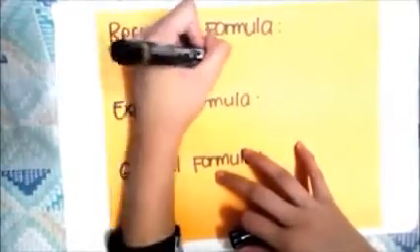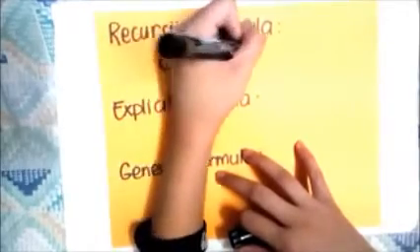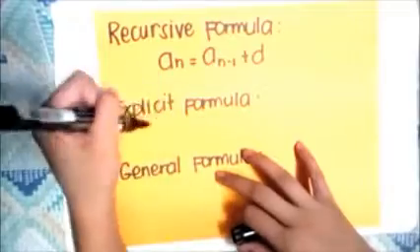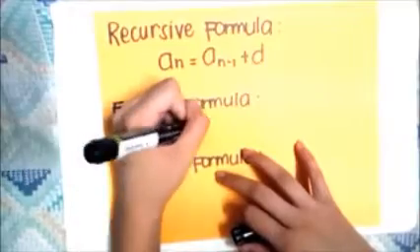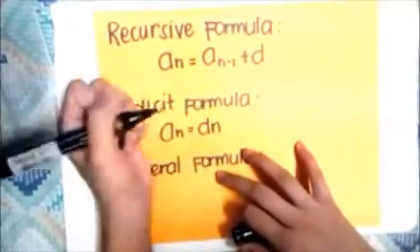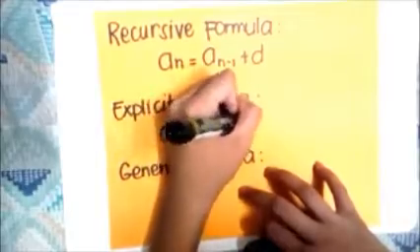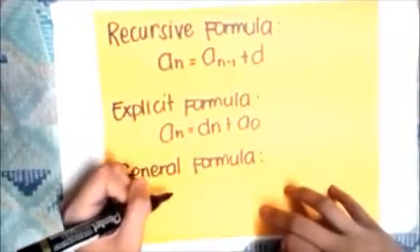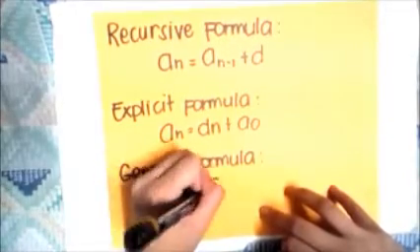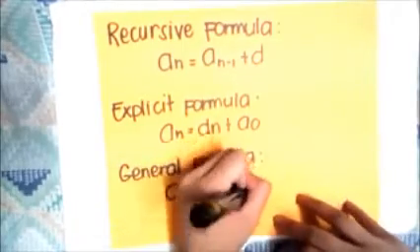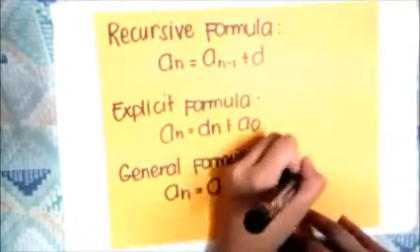And to have a sort of review of our discussion, we have the recursive formula, which is a sub n is equal to a sub n minus 1 plus the common difference. While the explicit formula, we write that as a sub n is equal to the common difference times the number of terms plus a sub 0. And the general formula for the arithmetic sequence is a sub n is equal to a sub 1 plus n minus 1 times the common difference.